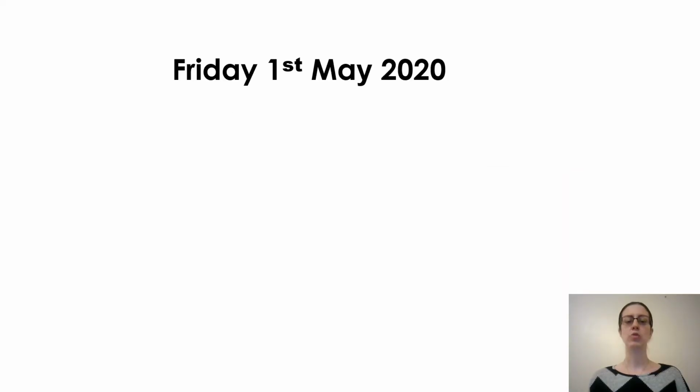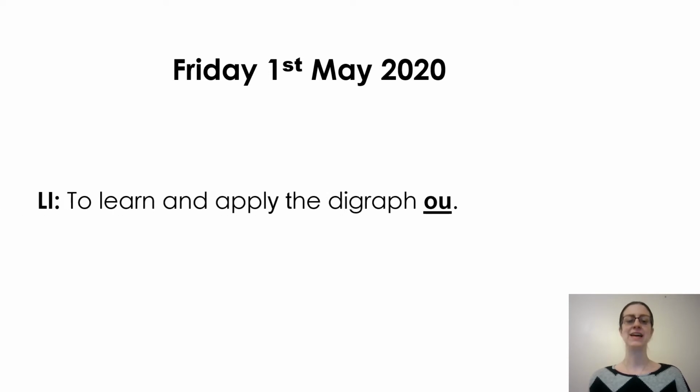Now you need your workbook and pencil. Find the next clean page and write today's date. Today is Friday, the 1st of May, 2020. Leave a line and then write today's learning intention. To learn and apply the digraph ow. Pause the video while you do this.